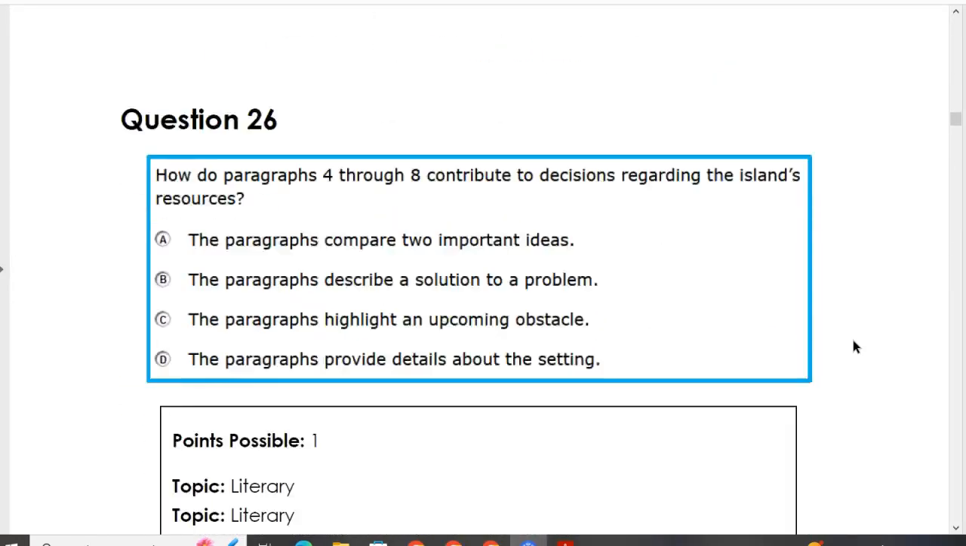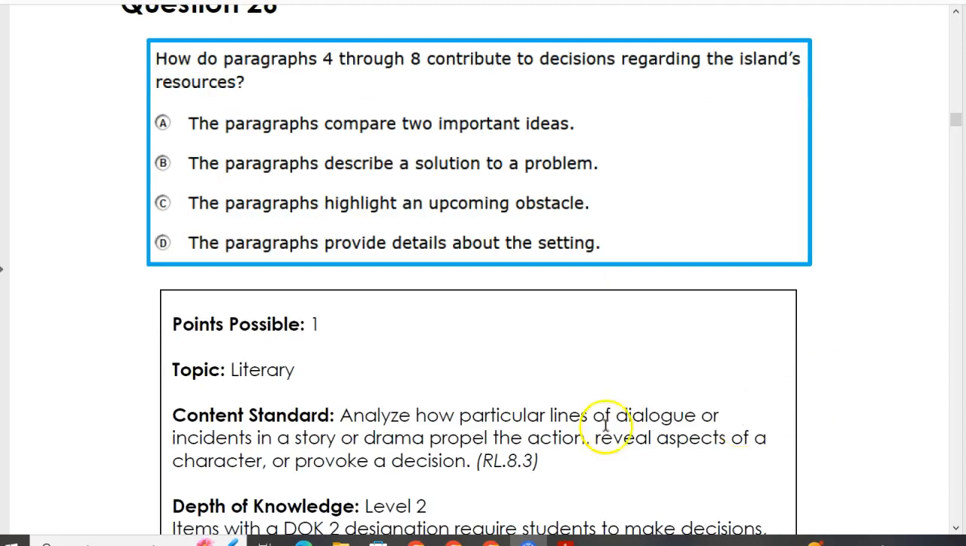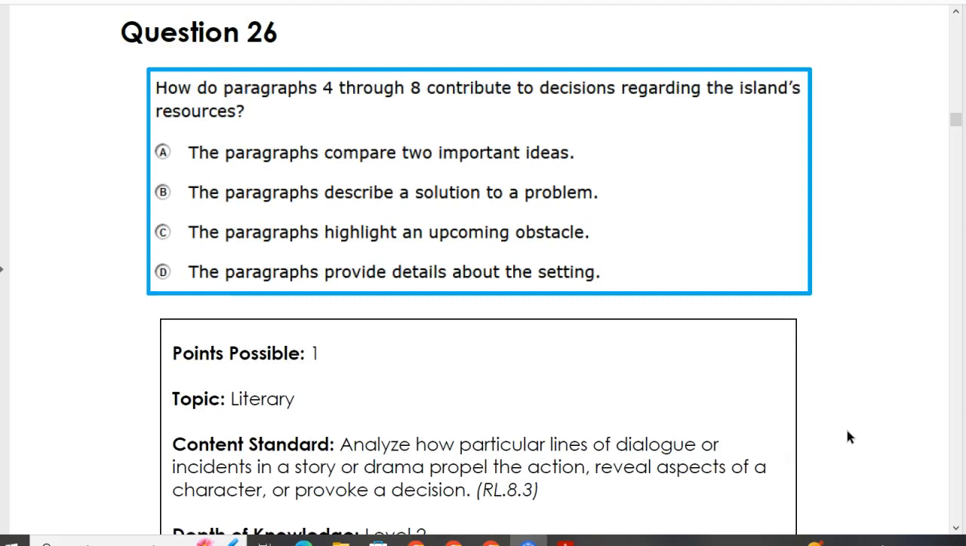Question 26. Okay, this is a 1-point question. This is 8.3. Again, we are still analyzing parts of a dialogue, story, or drama, and how they propel the action or reveal something about a character. So, how do paragraphs 4 through 8 contribute to decisions regarding the island's resources? So, there's something in paragraphs 4 through 8 and how they contribute to the decisions regarding the island's resources.